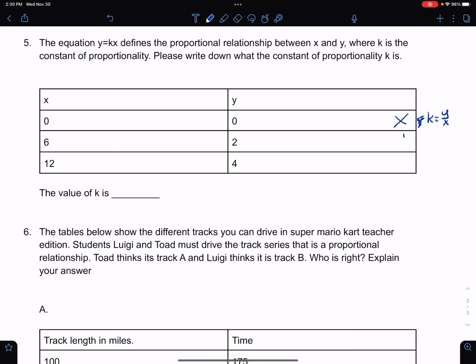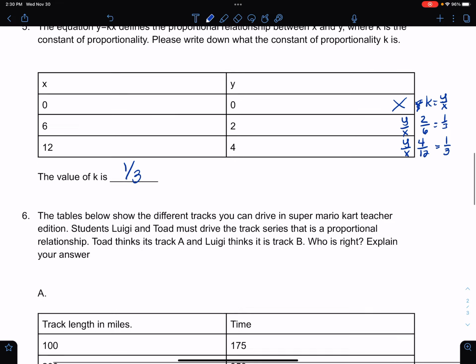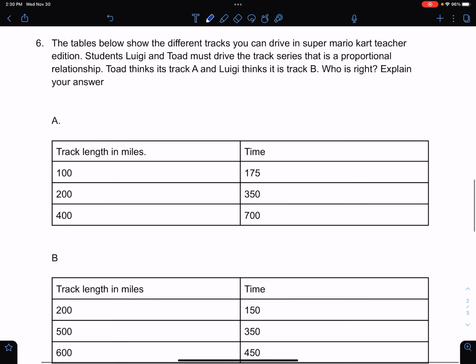So I'm going to put y over x, y over x. y over x is 2 over 6, which equals 1/3. y over x is 4 over 12, which equals 1/3. Now, I know that we did a bunch of those, so you better know how to do that. Okay, number 6. Please push pause, give it a try.